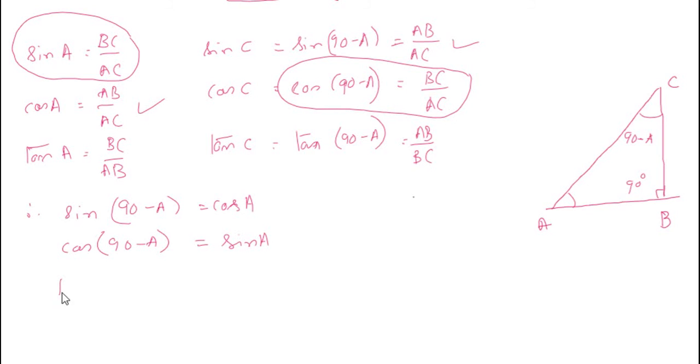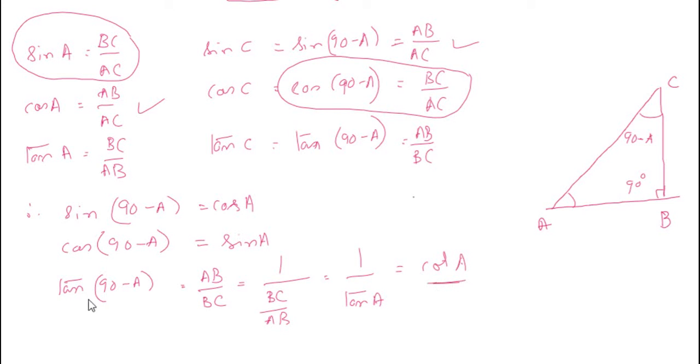Now tan 90 minus A equal to AB divided by BC. I can write this as 1 divided by BC divided by AB, the same as AB divided by BC. Now what is BC by AB? That is tan A. So 1 by tan A is cot A. Therefore, tan 90 minus A equal to cot A.